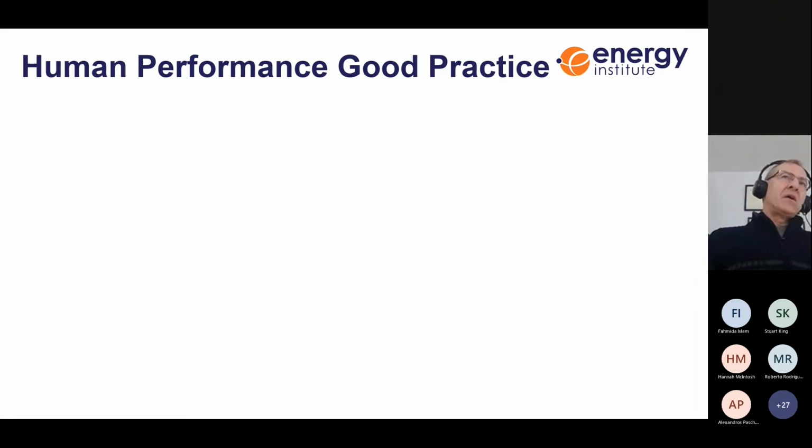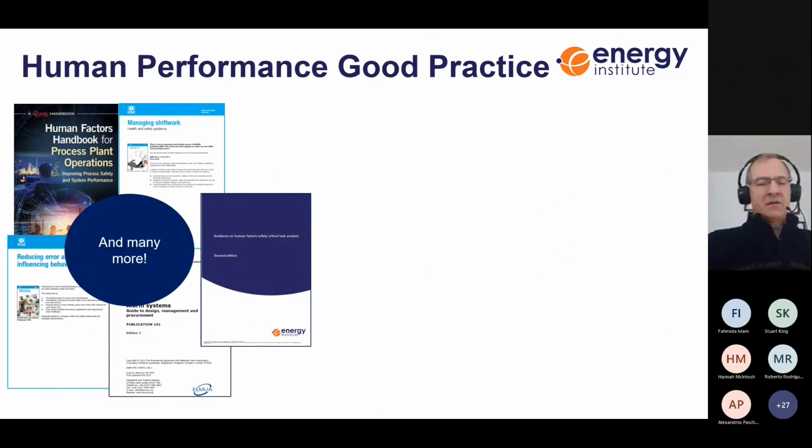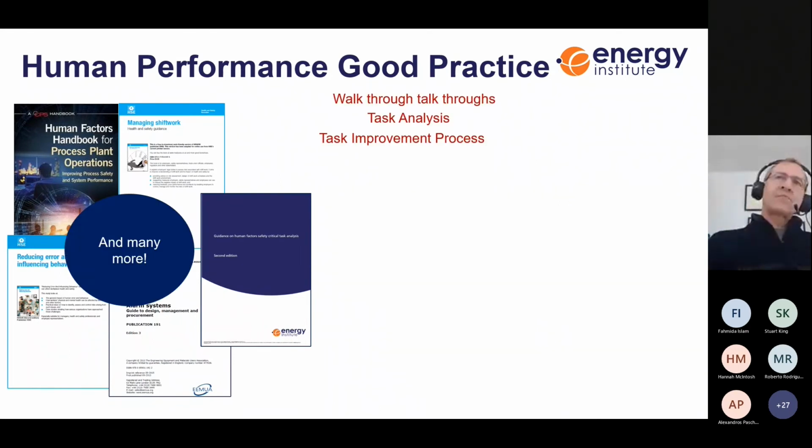There is an immense amount of human factors and human performance good practice guidance out there. A few examples: the Centre for Chemical Process Safety recently issued the book on the top left. The UK Health and Safety Executive has issued many guides. The Energy Institute has a wealth of guidance on human performance. And other organisations like the ISO, EEMUA offer a plethora of guidance.